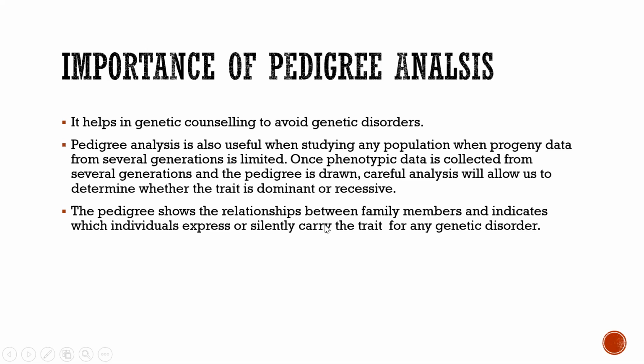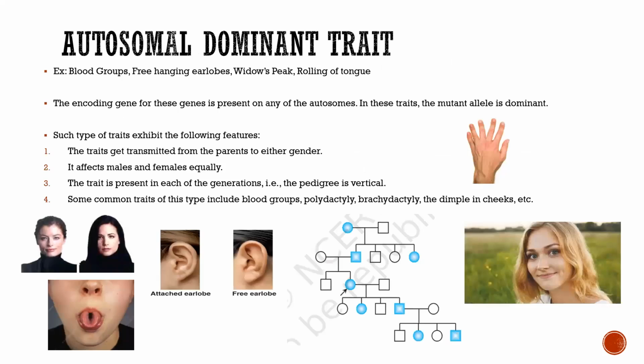By doing pedigree analysis, we'll come to know whether the mutant gene is dominant or recessive. It also helps in showing the relationship between the family members and indicating which individual is able to express the mutant gene or is silently carrying the trait for any genetic disorder. So we'll come to know if there is any person who is completely affected with a genetic disorder, or any individual who is a carrier for a genetic disorder. All these things will be cleared by doing pedigree analysis of the family, that too for several generations.